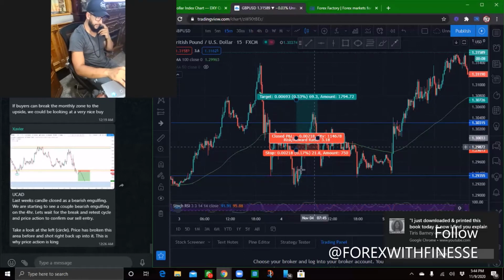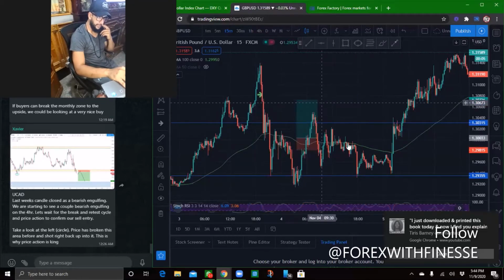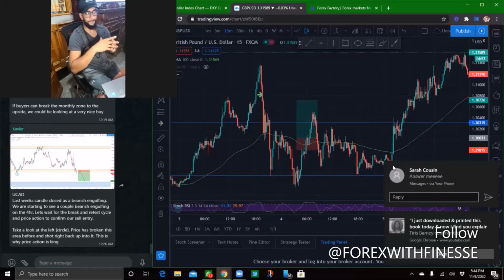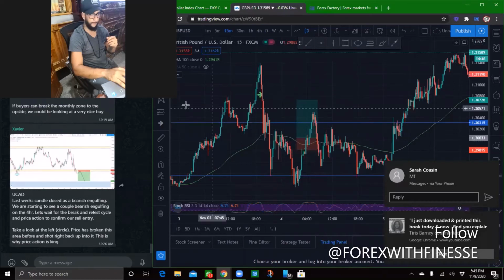Man, this was a good trade. Here's my saying: the world is not rigged, but it is definitely predictable. And what I mean by predictable is history repeats itself. History repeats itself.